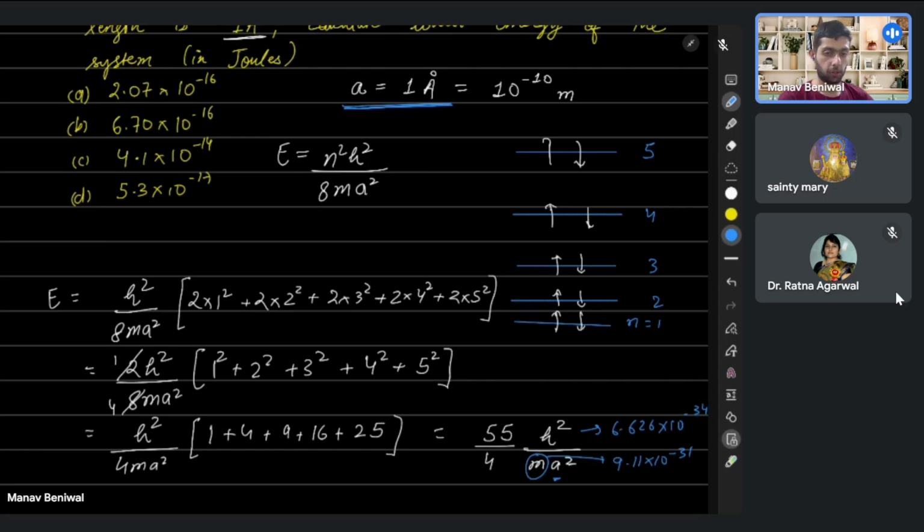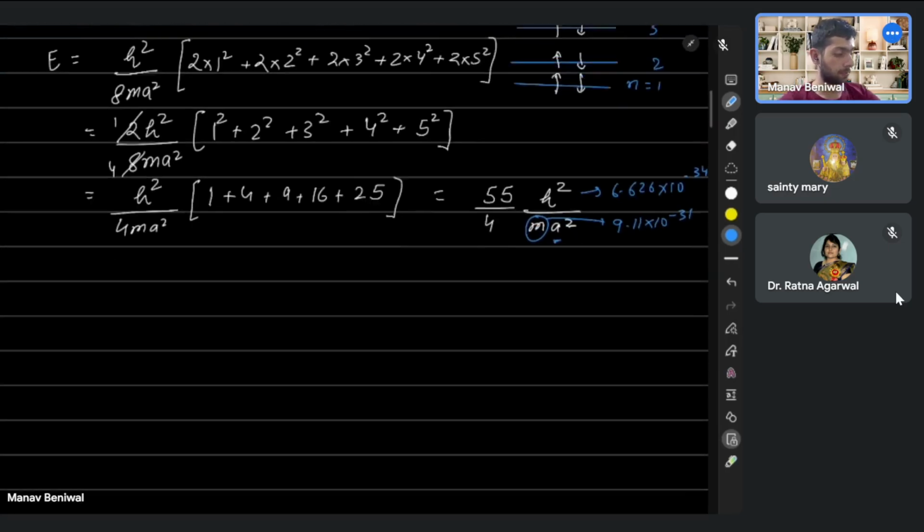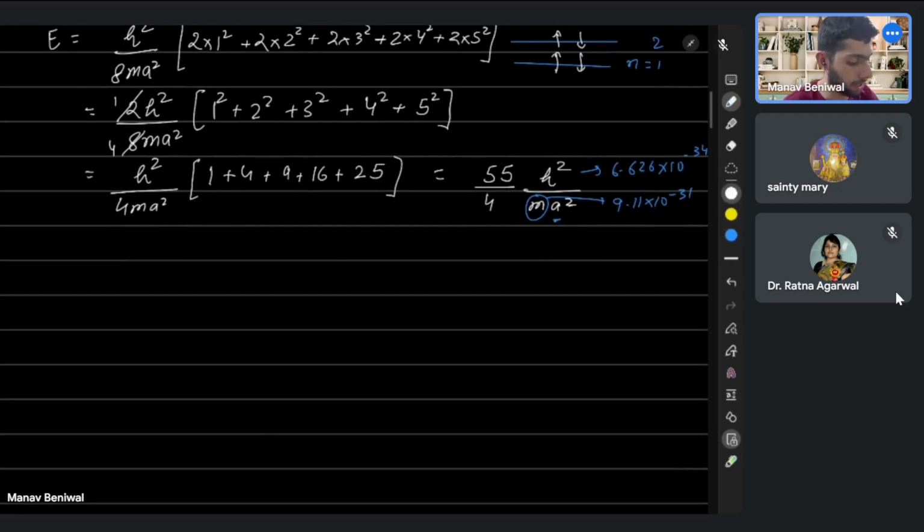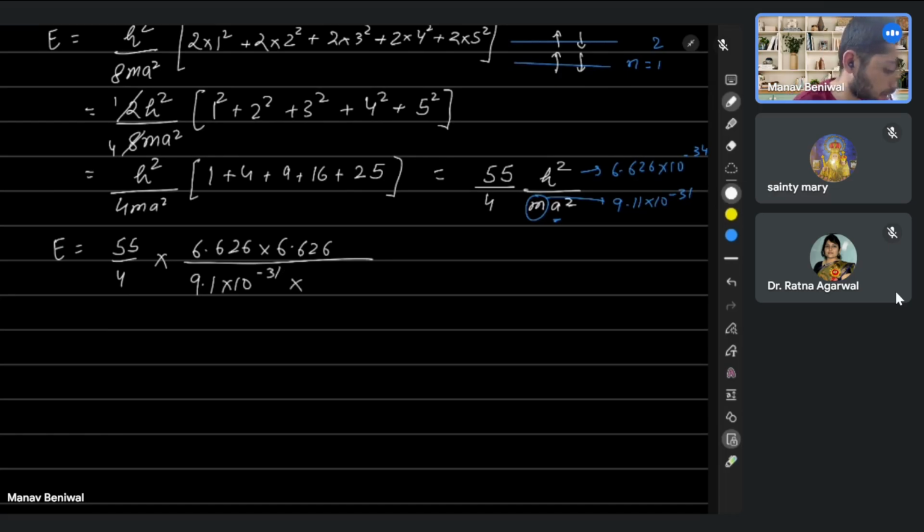So let's plug in all the values, and we can write E to be 55 over 4 into 6.626 into 6.626 divided by 9.1 into 10 to the power minus 31, and this is just 10 to the power minus 20, and here you have 10 to the power minus 68. So this becomes minus 51. If you take it up, this just becomes 10 to the power minus 17.